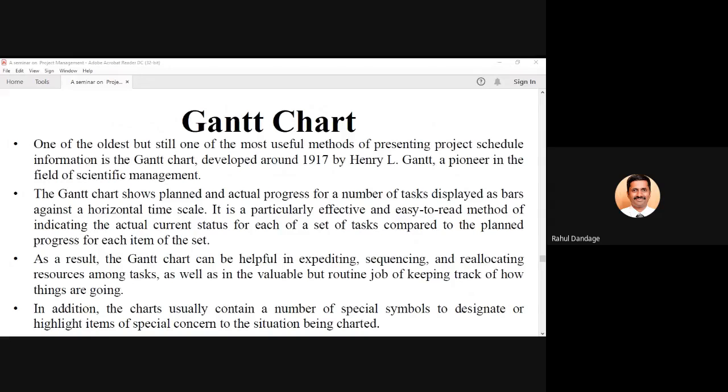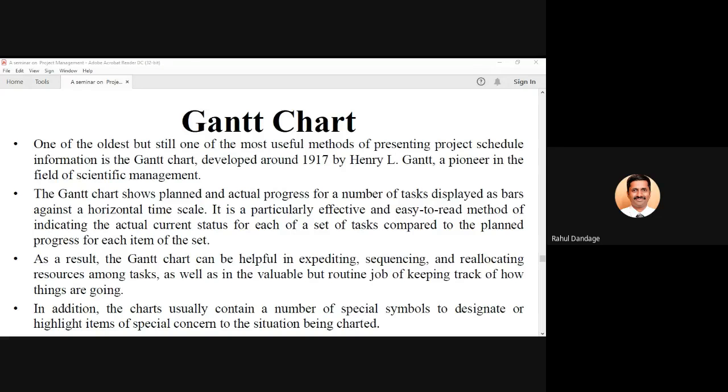This particular chart was developed by Henry Gantt, and even after 100 years its usefulness and popularity remain as they are. People are using this Gantt chart for scheduling their projects, and it is in existence in industries. The Gantt chart is a common method used for presenting the project schedule. It was developed by Henry Gantt, who was a pioneer in the field of scientific management.